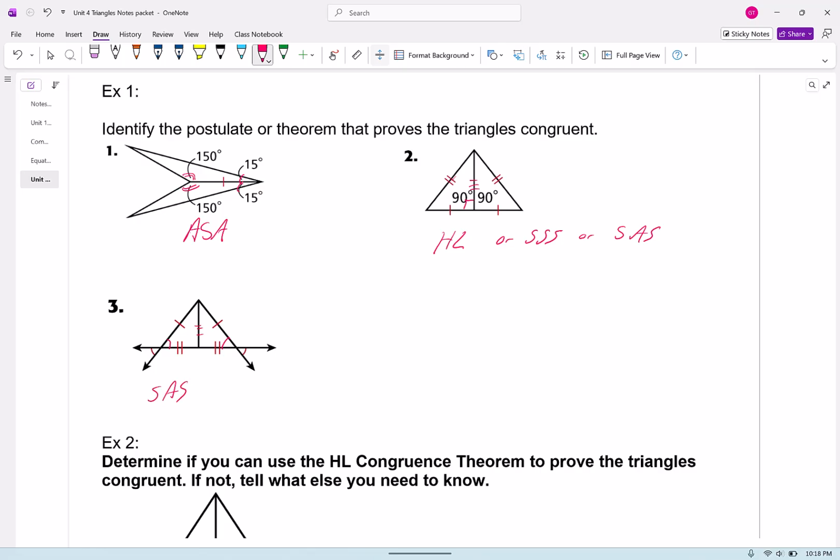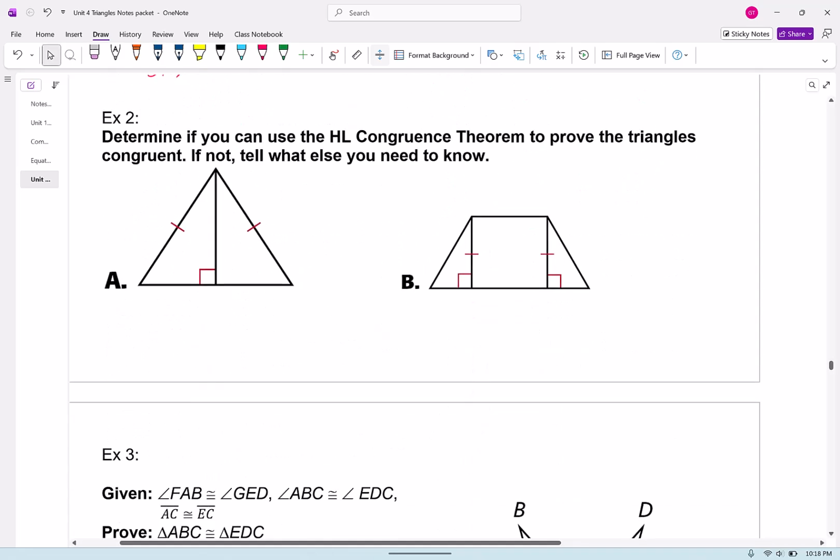Also have a reflexive shared adjacent side, so that could also be an angle, side, side, side triangle as well. Now, we don't know for certain that is a right triangle. If it was, then I could also use hypotenuse leg.